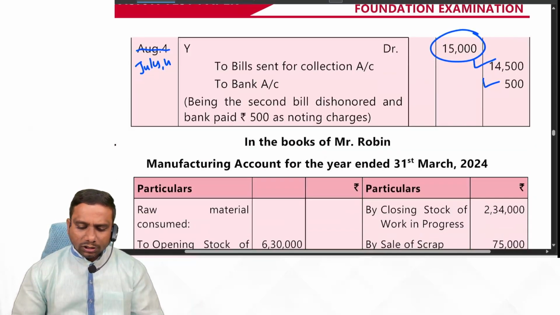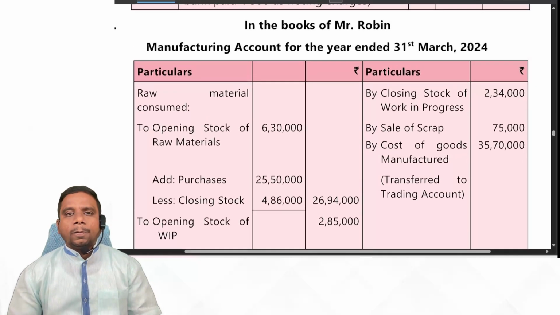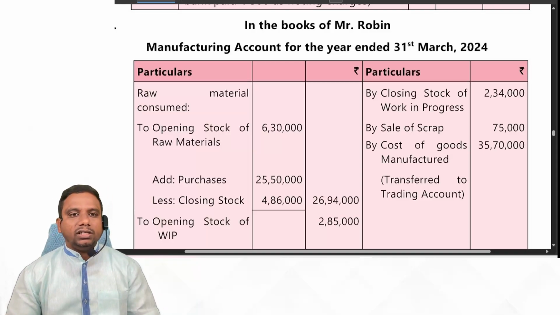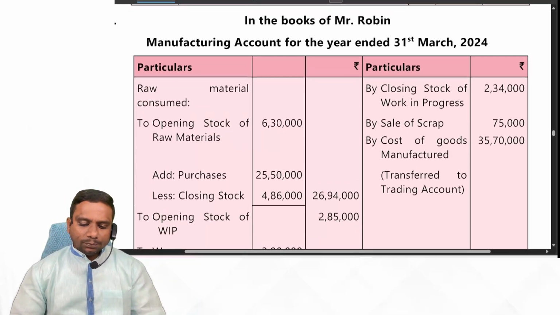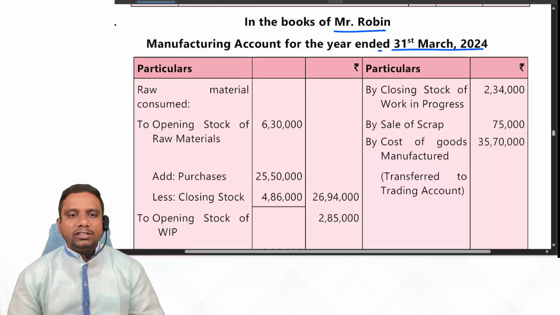Very logically we have to complete. Students, not only in final accounts problems, but also in NPO problems, plus accounts from incomplete records problems, we should complete in that manner. Okay. Now look at the first one. The books of Mr. Robin, manufacturing account for the year ended 31st March 2000. Writing the heading is very important.